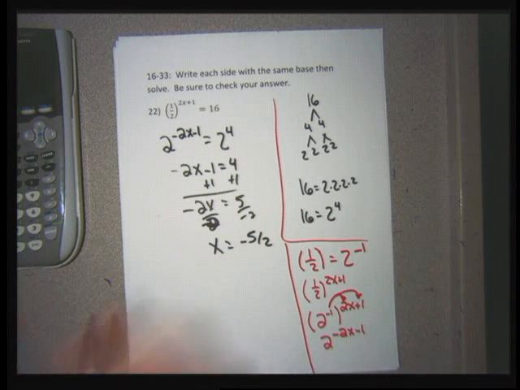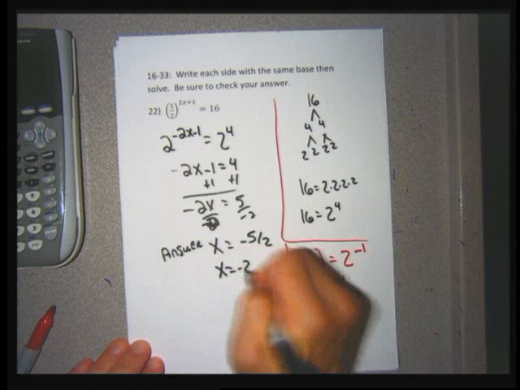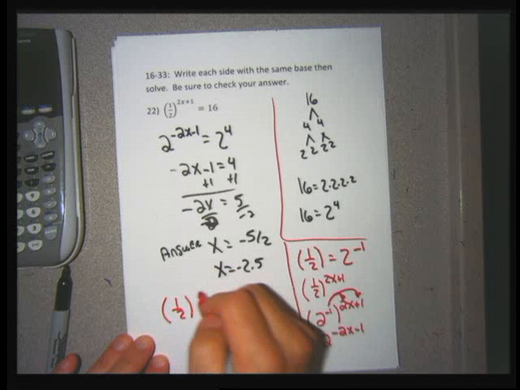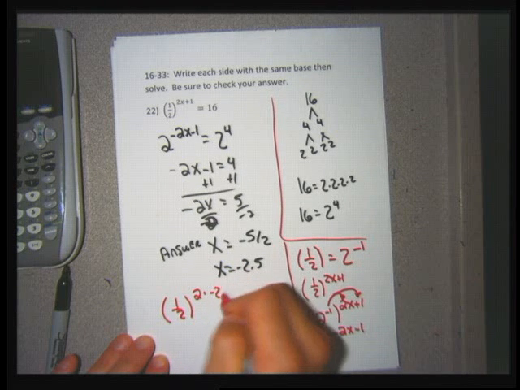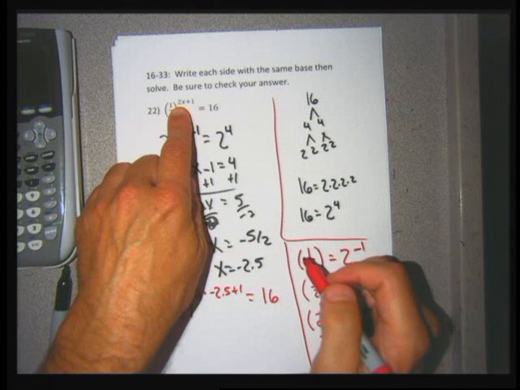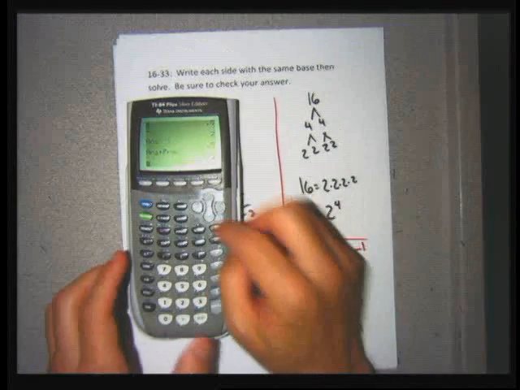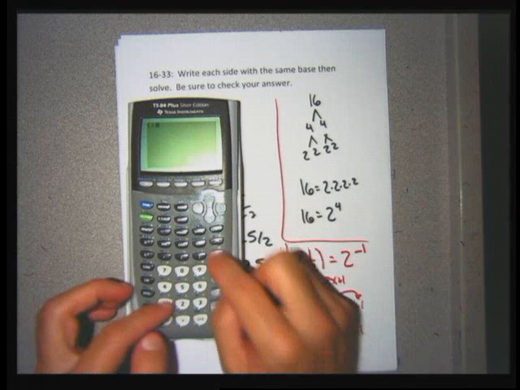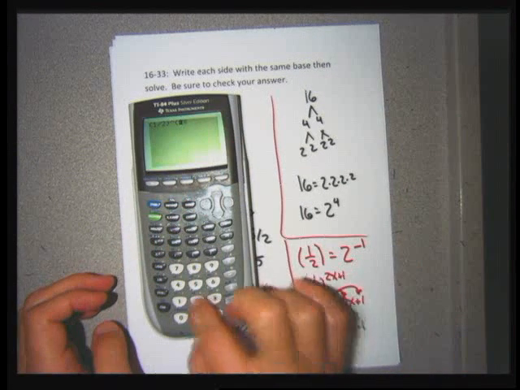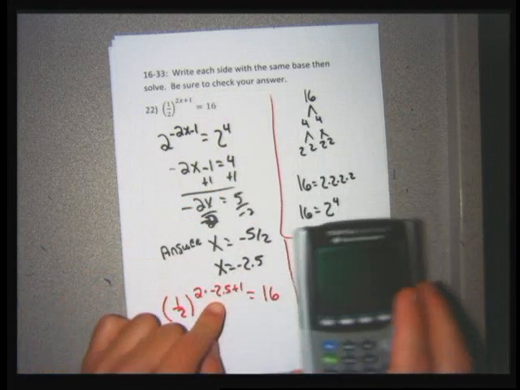Now I need to check. So I claim that this is my answer. It's going to be a lot easier for me to use negative 2.5 when I use my calculator. So I need to make sure that 1/2 to the 2 times negative 2.5 plus 1 equals 16. That's putting negative 2.5, which is what negative 5/2 is, into that. So to do this on my calculator, I'm going to go parentheses 1 divided by 2, up arrow, and then parentheses 2 times negative 2.5 plus 1.